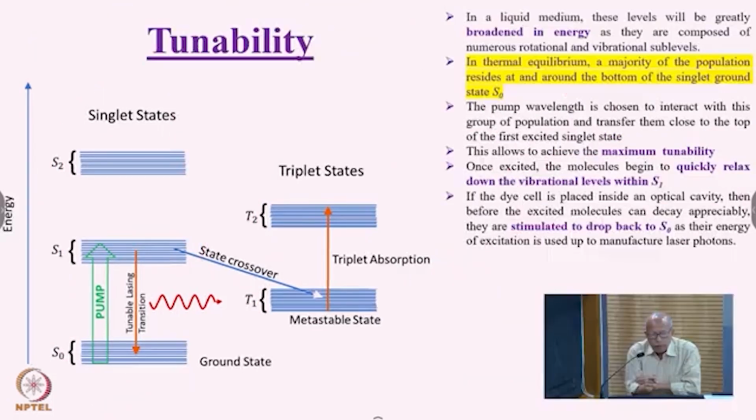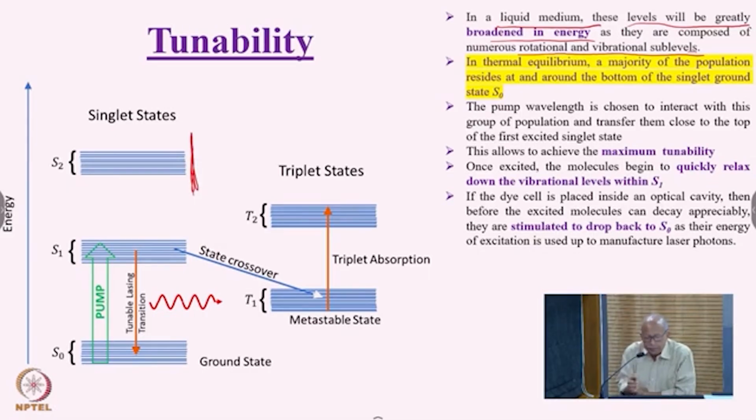Now, in a liquid medium, these levels will be greatly broadened in energy, as they are composed of numerous rotational and vibrational levels. As you know, a dye molecule is made up of many atoms, and the liquid medium gives flexibility to all these atoms to simultaneously vibrate and rotate. Therefore, these are composed of numerous rotational or vibrational levels, giving it a band type of shape.